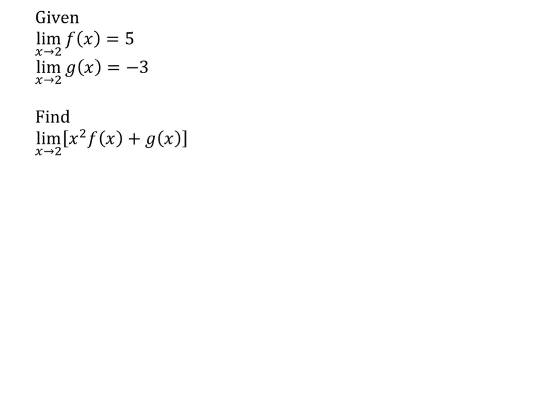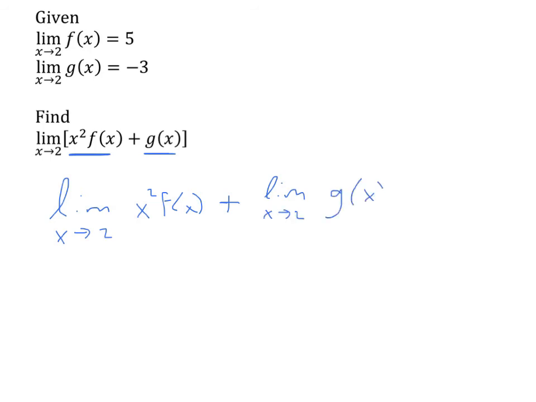So I hope you took a chance to do that. What I'm first going to do is use the addition property. I'm going to say, well, this is something plus something else. So I could write this as the limit as x approaches 2 of x squared f of x plus the limit as x approaches 2 of g of x. And at this point we recognize, I know what that is. This thing is simply -3. So now I've simplified my expression a little bit.